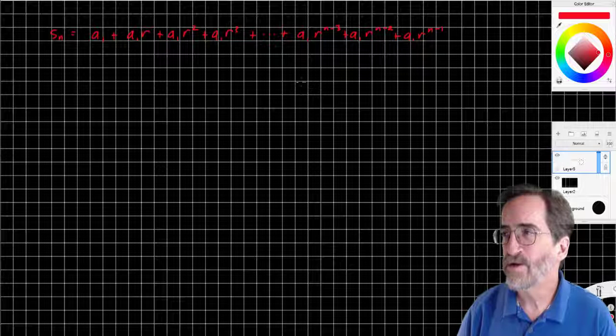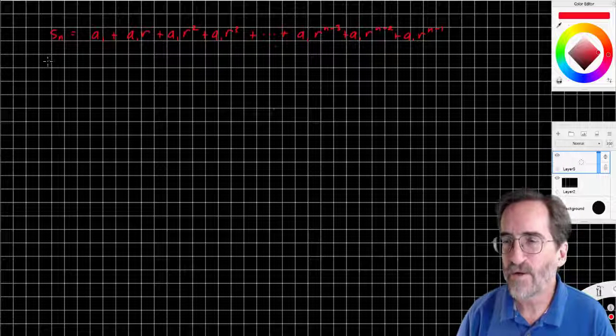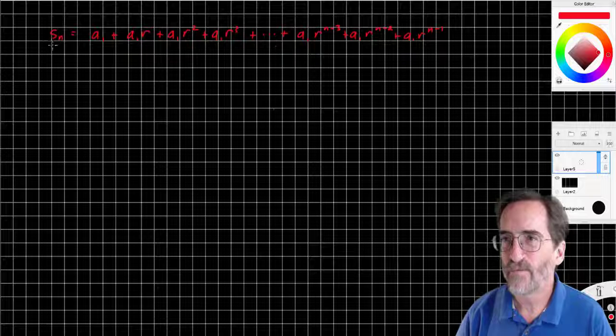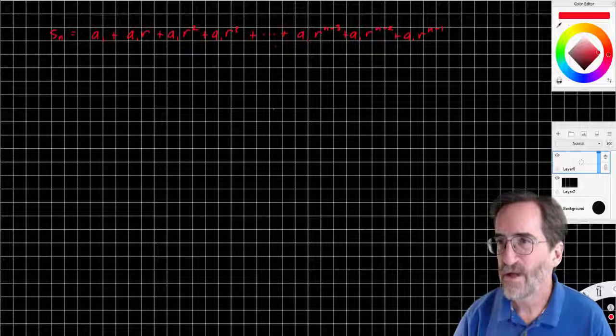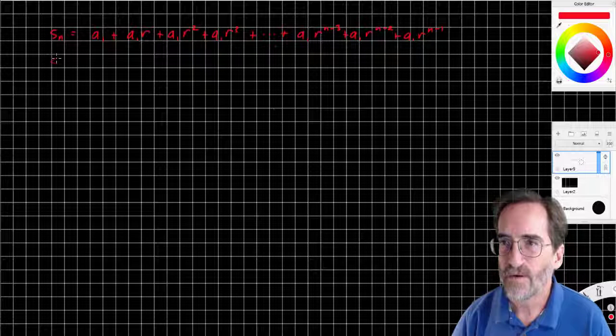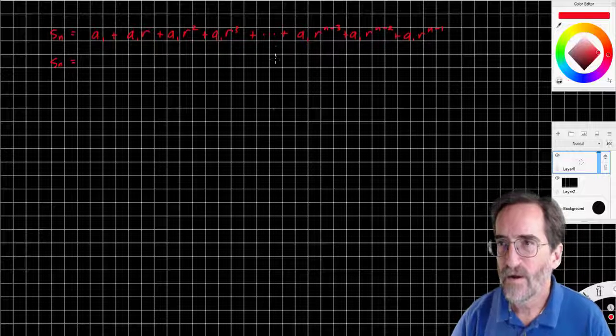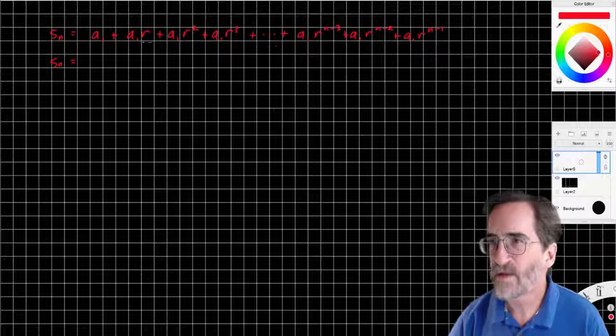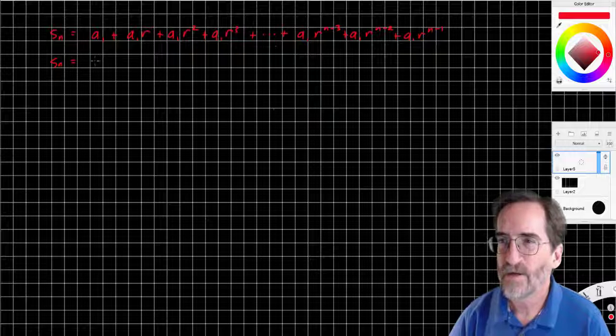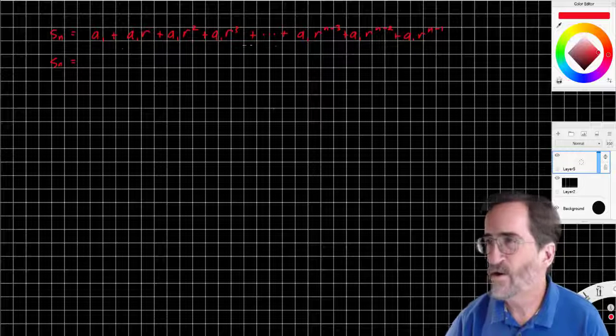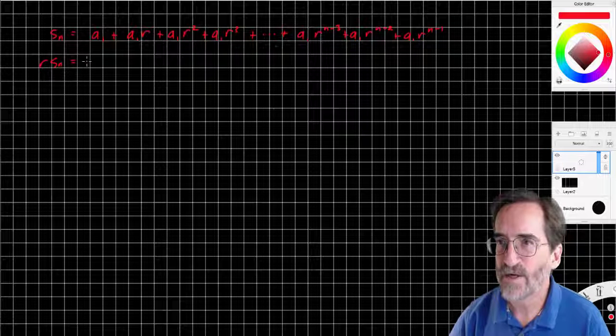And n minus 1 is the last term of the sequence. And what I'm going to do is multiply r by all of these terms, by both sides. Multiply r by both sides. And when I do so, I get this. Okay, so I'm going to multiply r by both sides.